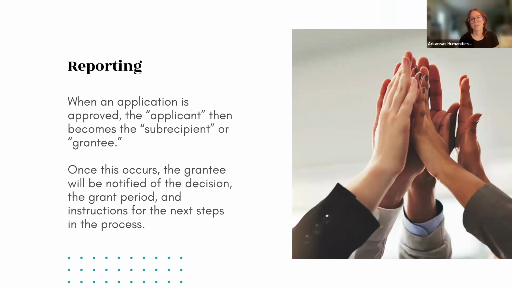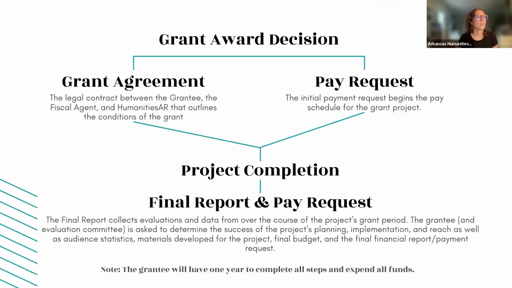As soon as your application has been approved by our board of directors, you no longer are an applicant, but are a grantee. When this occurs, you should receive an email as the project director to fill out next steps and how you receive those funds. That process looks like this as a flow chart. Once your grant award decision was made, you'll receive an email from us with all of the important information: your grant period dates, your grant number, where you need to upload all of your documents, how to start filling out those documents, and proper acknowledgements for the National Endowment for the Humanities as well as Humanities Arkansas.